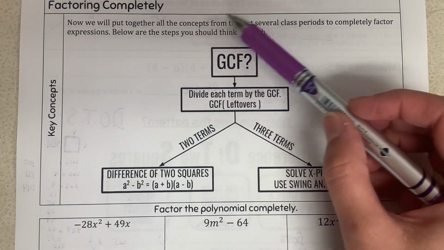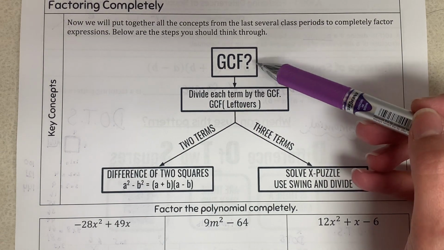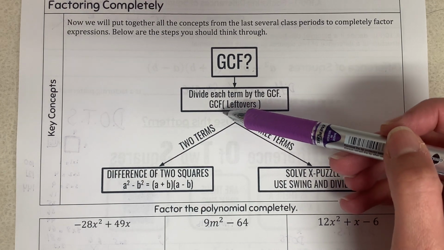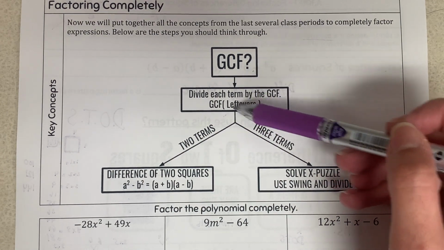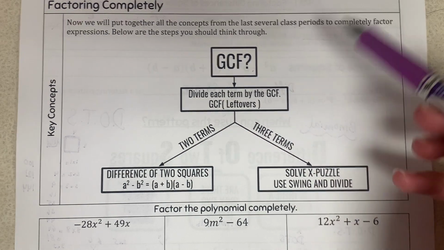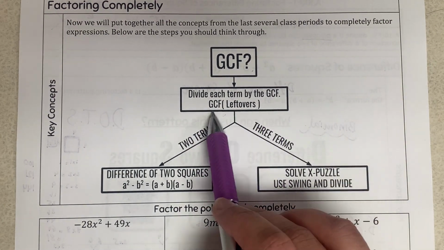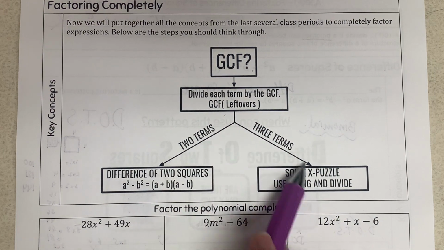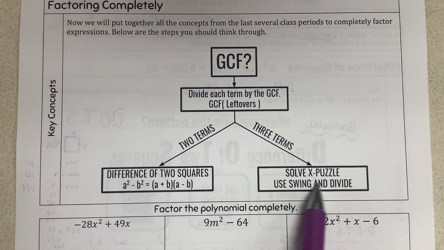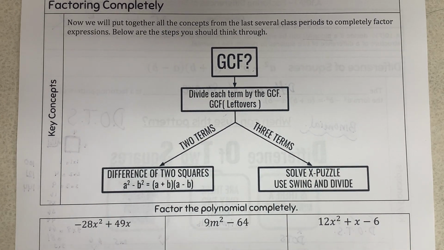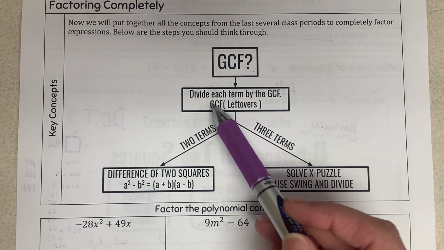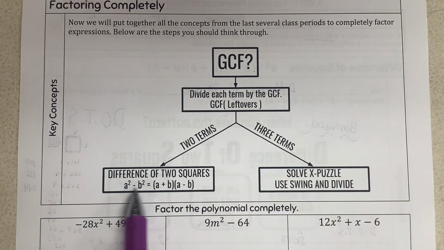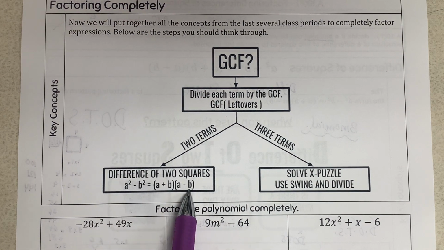So here are some steps that you need to think through. First of all, do I have a greatest common factor? If you have a greatest common factor, you take it out, and then you deal with the leftover terms and do the X puzzle with that. So divide each term by the greatest common factor. If you have the greatest common factor and you are left with 3 terms, then you solve the X puzzle by the methods that you know. And if you take out the greatest common factor and now you only have 2 terms left, then you do the difference of 2 squares, the dots method.